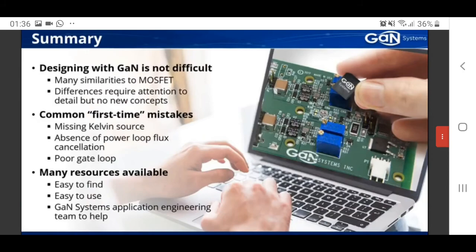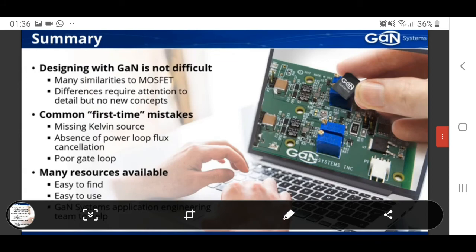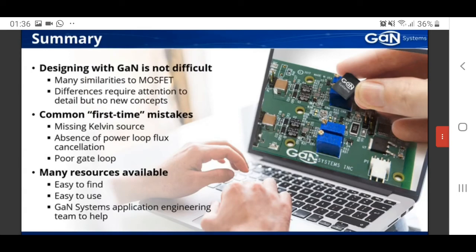This is a summary for today's webinar. First, we hope you all agree that designing with GaN is not difficult. GaN has many similarities to silicon MOSFET. There will be some differences that require attention to detail, but there are no new concepts. We reviewed the most common first-time designer mistakes and discussed the effect of parasitic inductance. In the end, we summarized a few layout steps to maximize the GaN system's design performance.